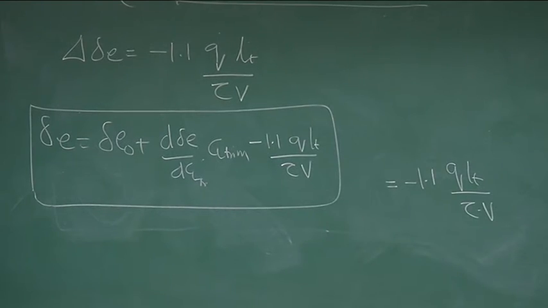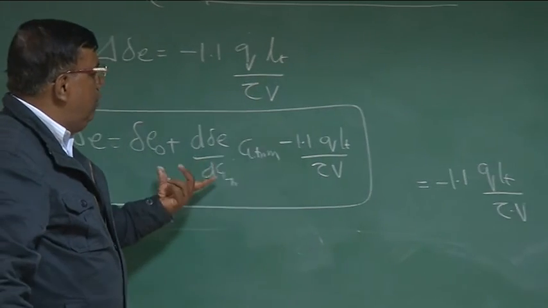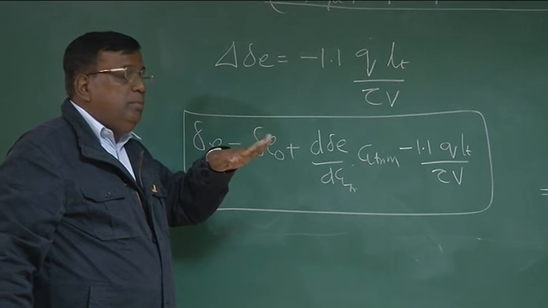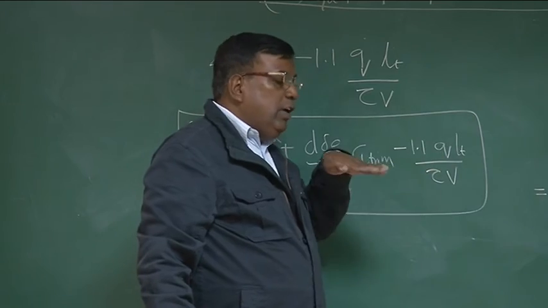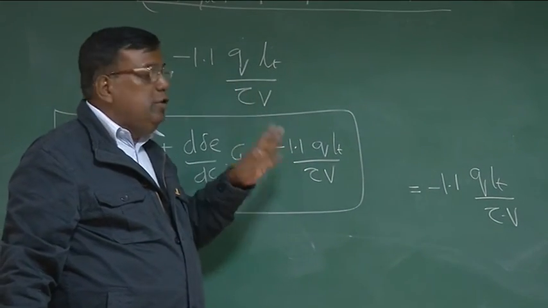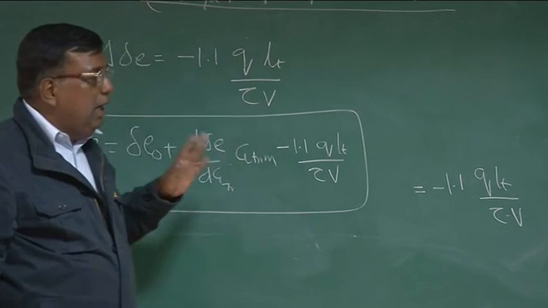Right? This is clear? So this is the additional thing you have to add to whatever elevator deflection you have in cruise. The moment we want to go for a pull-up, I have to calculate what is the value of q, and with this expression, I must give additional delta E to trim for that pull-up maneuver. This is the understanding.